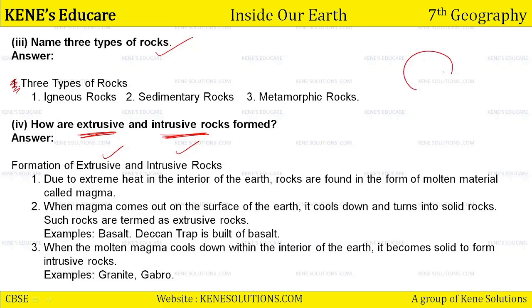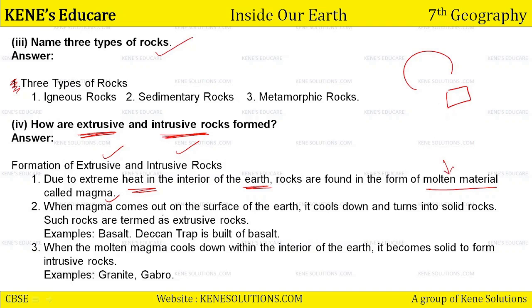Extrusive की बात करते हैं पहले. Due to extreme heat in the interior of the earth, rocks are found in the form of molten material जिसको हम magma कहते हैं. अर्थ के अंदर इतनी extreme heat होती है that rocks are found in the form of molten material. वो ऐसे solid form में नहीं मिलते, molten material form में मिलते हैं जिसे हम magma कहते हैं.